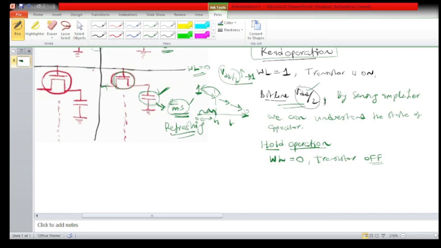That's why it is called a dynamic RAM. It will change state every time, and we have to recharge it again and again. So that is the problem associated with this dynamic RAM. That's the whole process, or operations, associated with dynamic RAM, and we will discuss the static RAM in the next class.